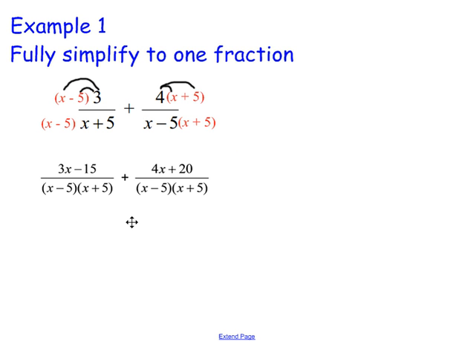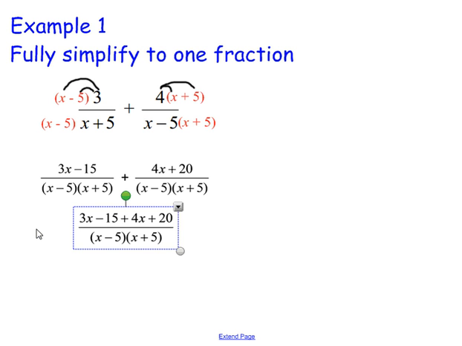Now you could join the two fractions because you have a common denominator. Do you see that? You could join the two fractions as one fraction, like we did in the warm-up. So we join them, and we get 3x minus 15 plus 4x plus 20 over x minus 5 times x plus 5. Combine the like terms, you get 7x plus 5 on the numerator.